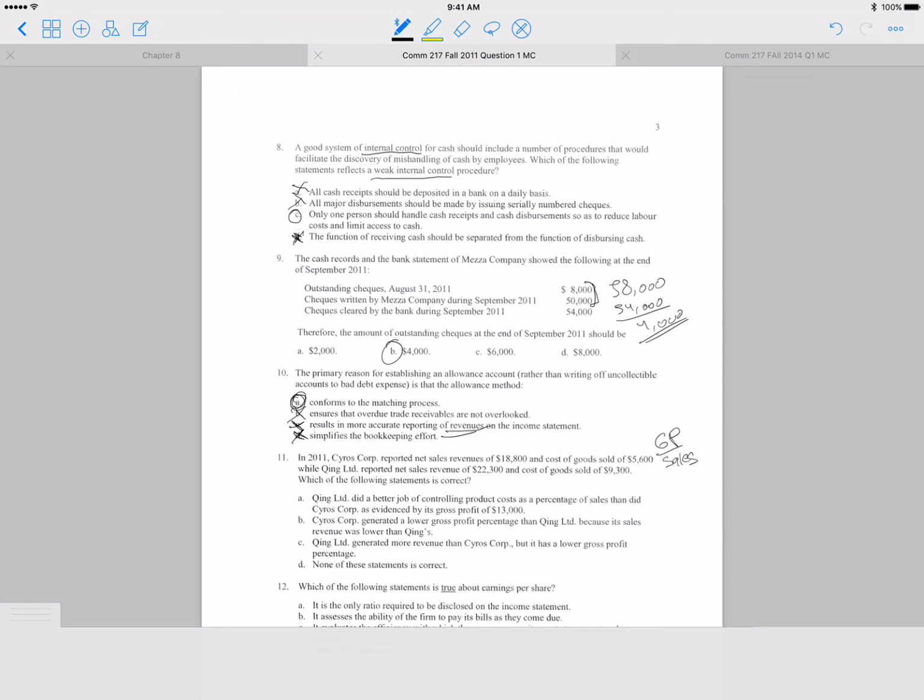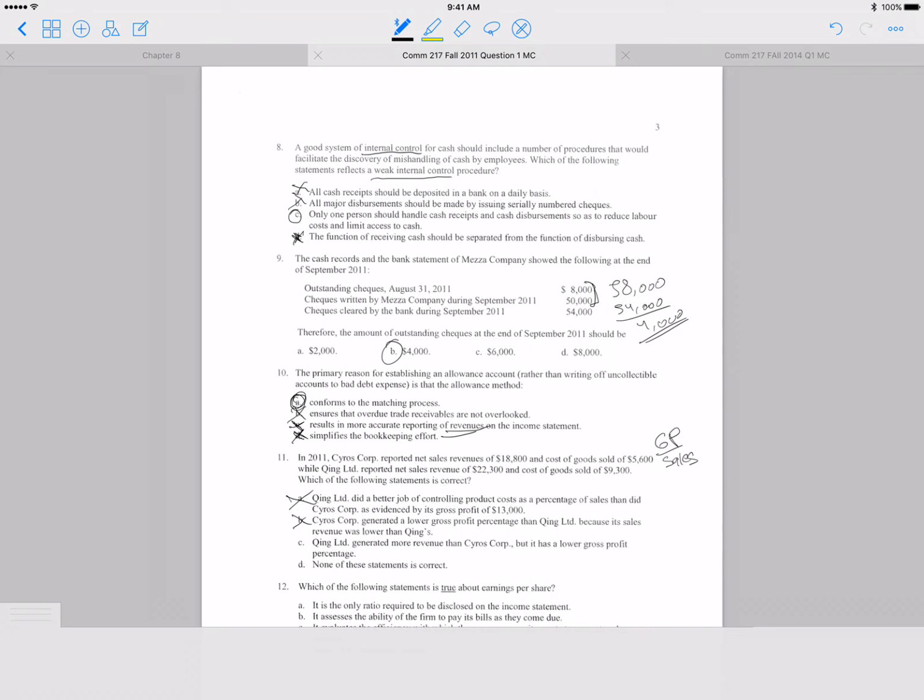So King did a better job of controlling product costs as a percentage of sales than did Cyrus Corp, as evidenced by its gross profit of. Well, this is not true, because if you do the equation, we saw that Cyrus has a 0.7 gross profit margin ratio, and King only has a 0.58. So A would be incorrect. B says Cyrus Corp generated a lower gross profit percentage than King Limited because its sales revenue was lower than King's. Well, that is not correct either because, like our equation, Cyrus had a bigger one.